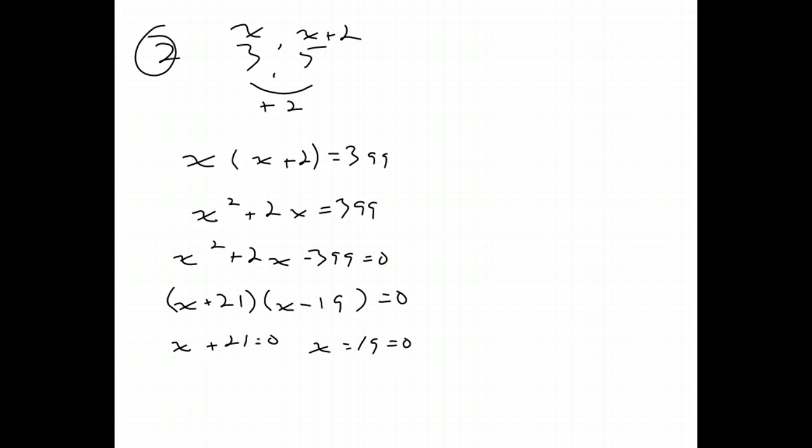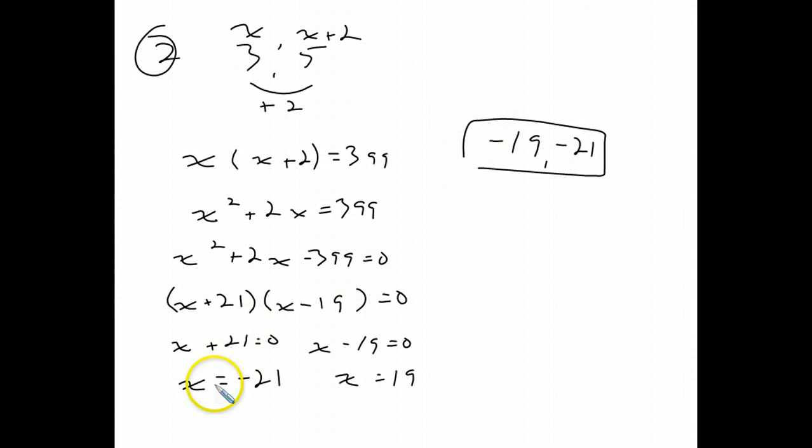Okay, so we get negative 21 and 19. But notice, in your directions, it says two consecutive negative odd integers. So we already have the 21 is negative. We want the one right before it that will multiply up to be 399. So there are our two integers.